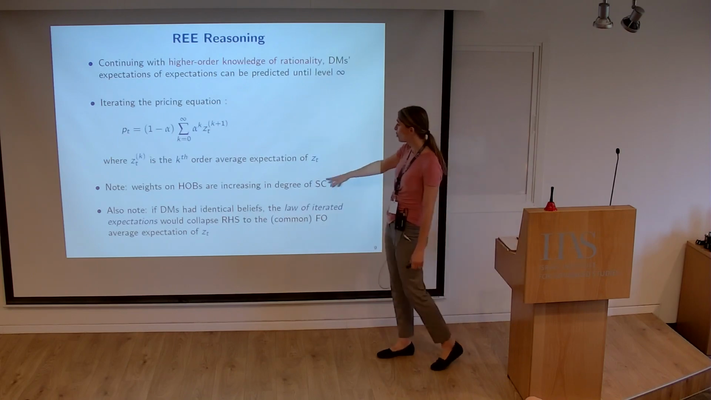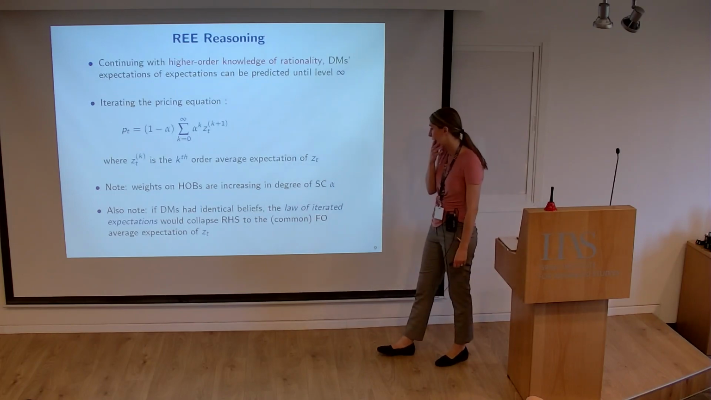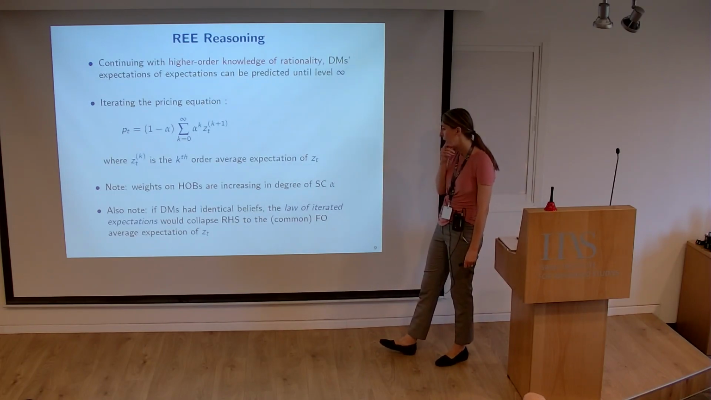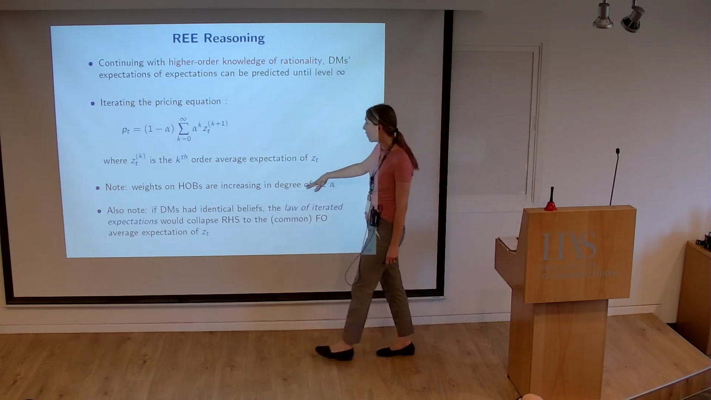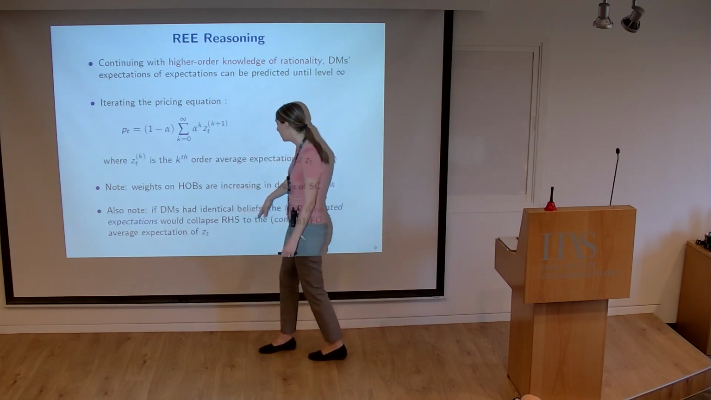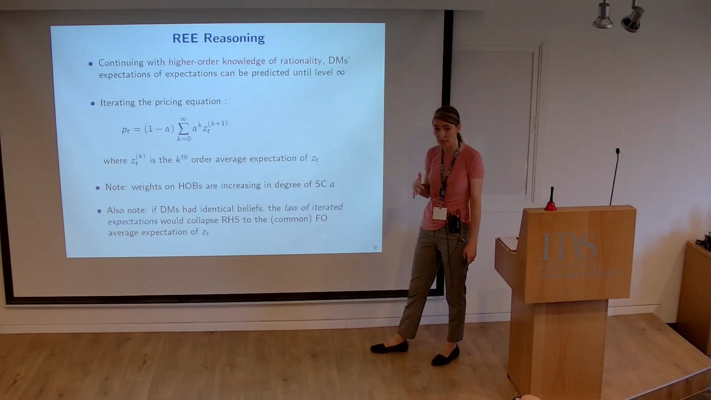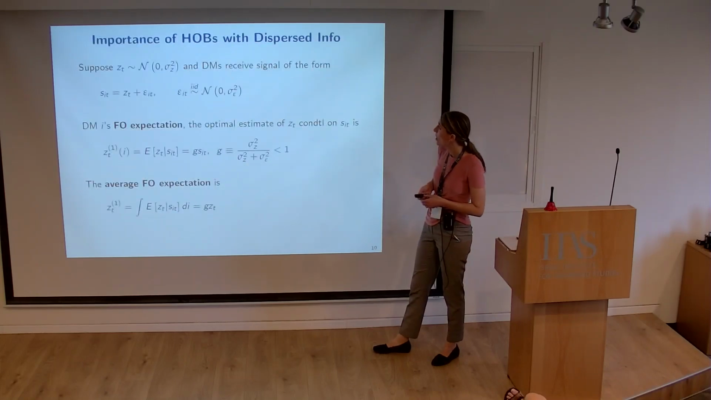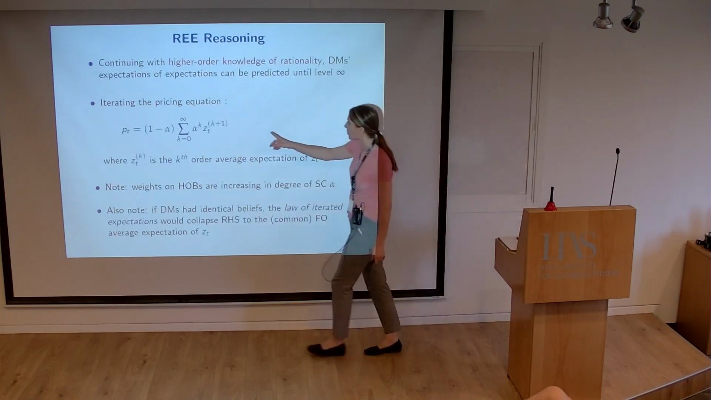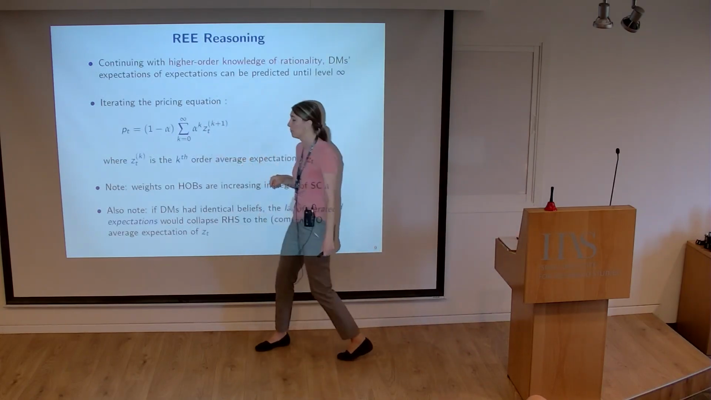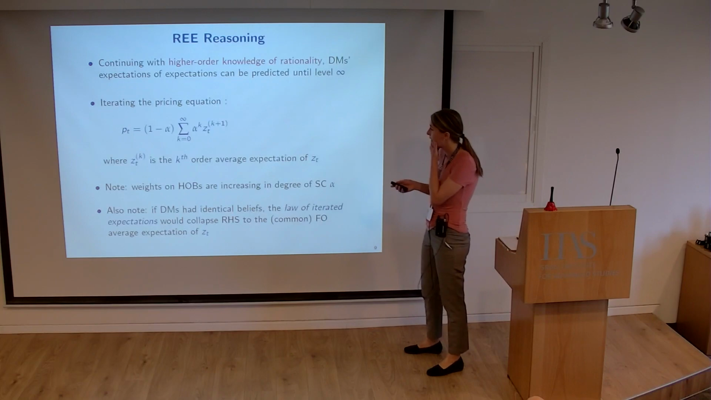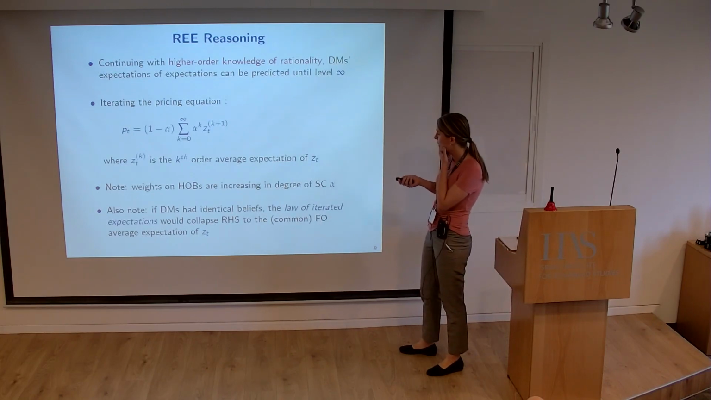Okay, good. So the weights are increasing in the degree of strategic complementarity, and now if there's dispersed information, these higher order beliefs are not going to collapse anymore. So we have to keep track of them. Okay, so let's make progress on these average expectations, higher order expectations of the fundamental Z_t.